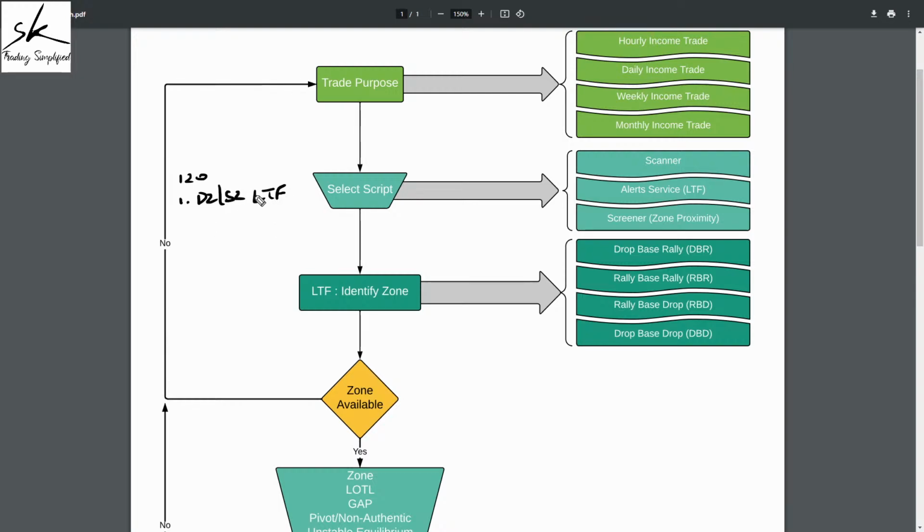And if you don't have a demand zone or a supply zone, you don't have anything to lean against to plan your trade. So in a way, you will be wasting a lot of time analyzing such symbols where nothing tradable is available, right? Which means a lot of time wastage.